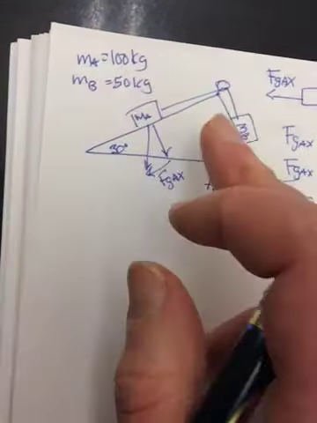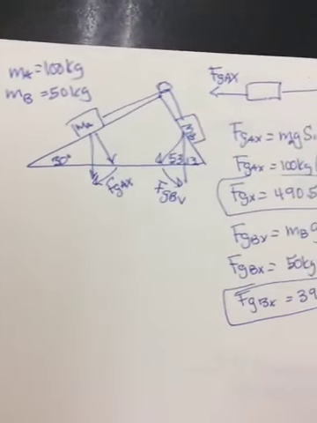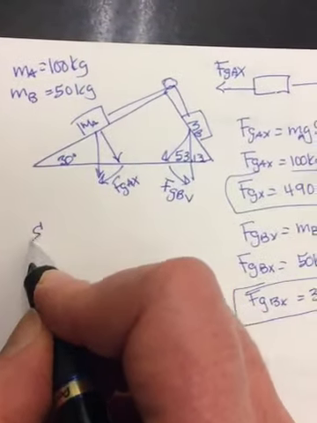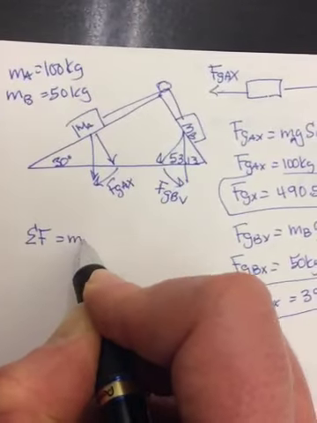Which one's going to win? A. So it's going to move down in the A direction. What will the acceleration be? So now do sum of the forces is equal to M total A.